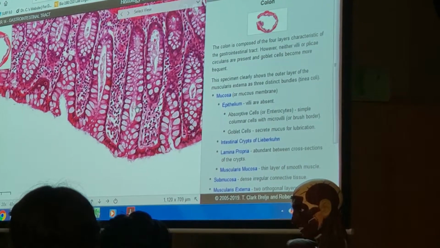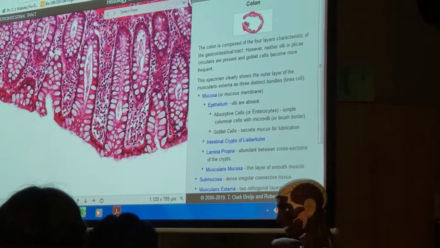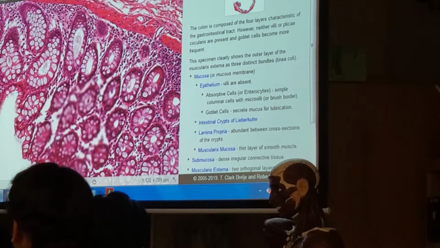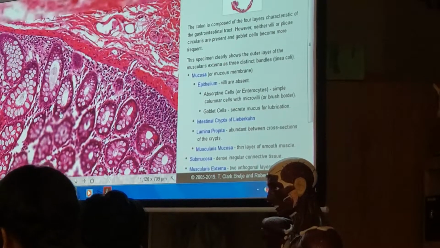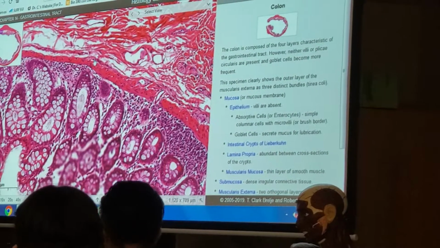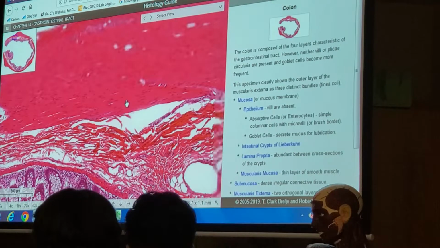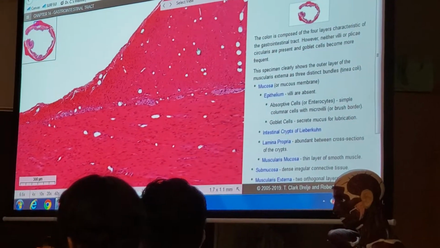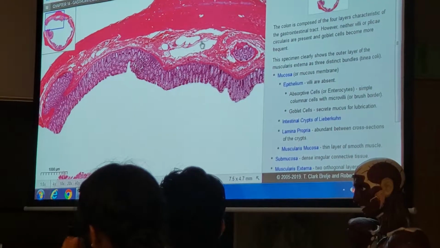Nothing but goblet cells everywhere. Nothing looks like this. We had goblet cells at the surface of the stomach, but they didn't go all the way down. There's the muscularis mucosae right there. There's the submucosa, and now we're into the circular layer and a taenia coli. Okay, do you see that?